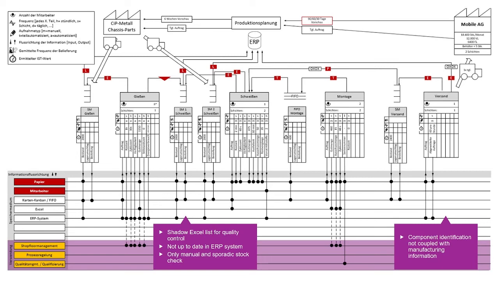So first, map the storage media that lies underneath, go one step forward and map the data usage that lies underneath. And digital kaizens we could identify in this exemplary process are, for example, a shadow list for quality inspection, or an information point is not up to date in an ERP system because it's collected on paper by the employee. Another digital kaizen may be that a component identification is not coupled with manufacturing information. So these are all important knowledge and data points that we want to know for process improvement.